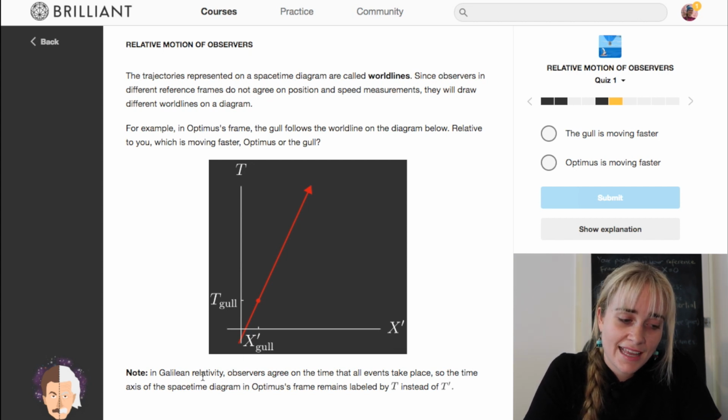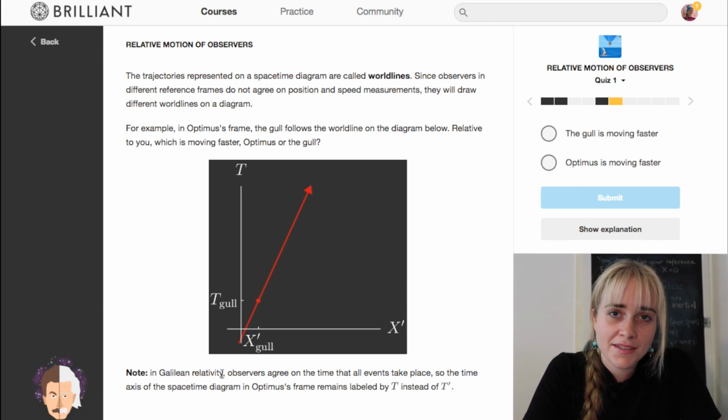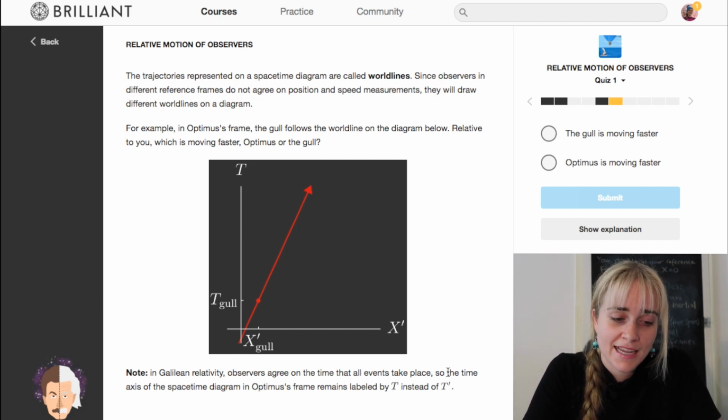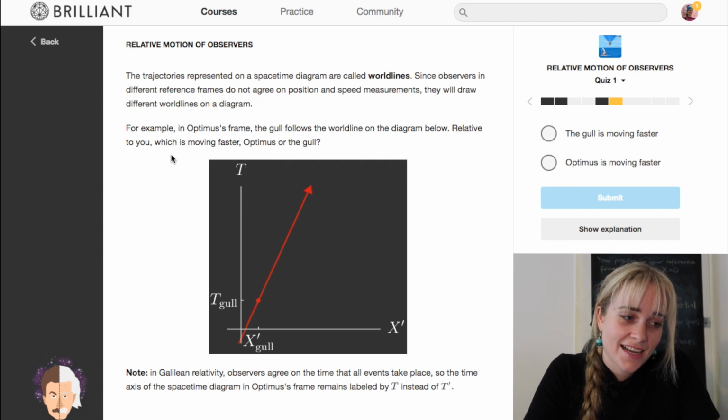So this is Galilean relativity as opposed to, I guess, special relativity, because no one's really moving at a very high speed and observers agree on the time that all events take place. So the axis on the space-time diagram in this new frame is still just labelled t instead of t dash, because they're not going to agree on the exact position of the bird relative to them, but they will agree on the time. So we do have a question here relating to this diagram.